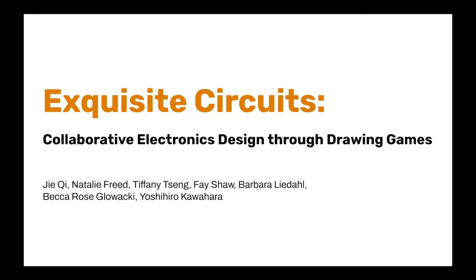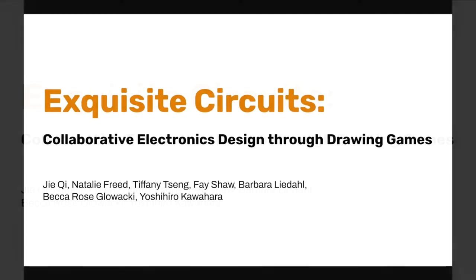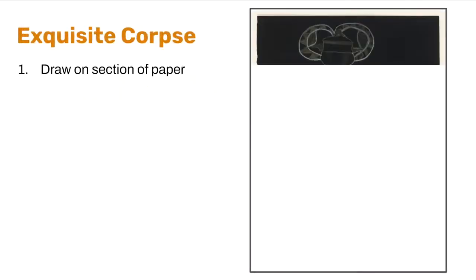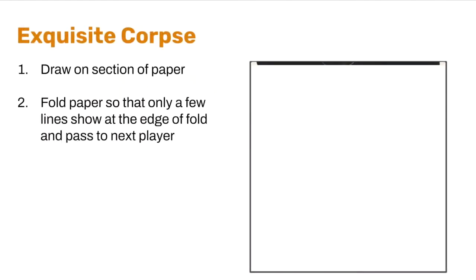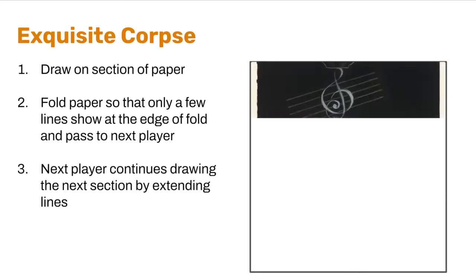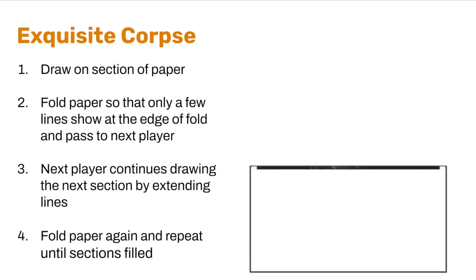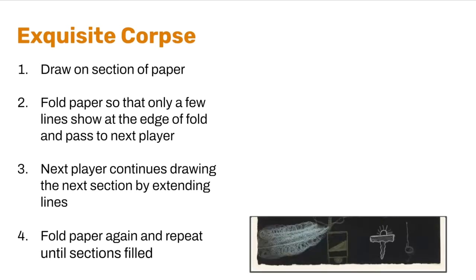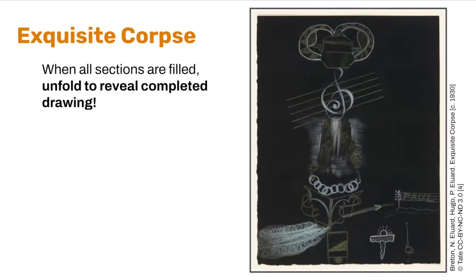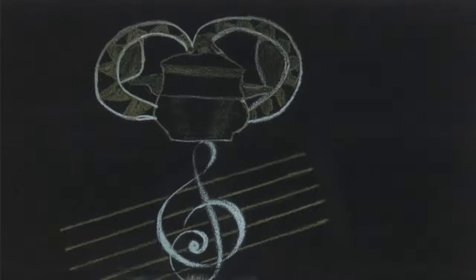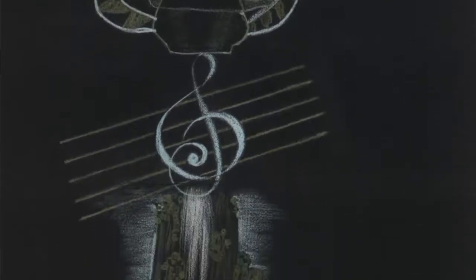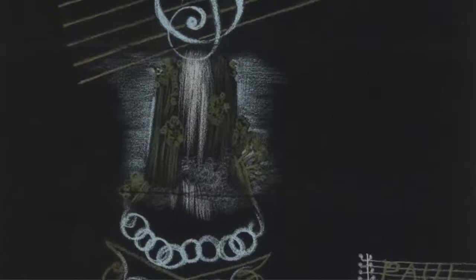In this project, we adapt the classic Exquisite Corpse drawing game, but for paper circuits. To play Exquisite Corpse, players take turns drawing different sections of a page. Each section is hidden from other players, but the lines are extended from section to section so that the drawings connect even though they're drawn independently. At the end of the round, players unfold to reveal the entire drawing. It's something new, coherent, and surprising even though they all had a hand in creating it.